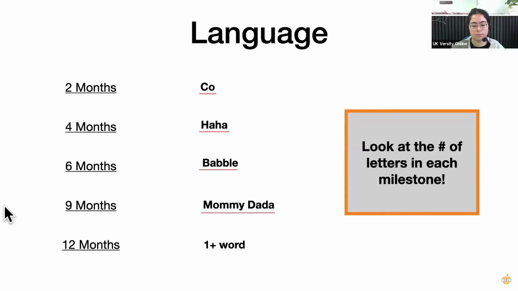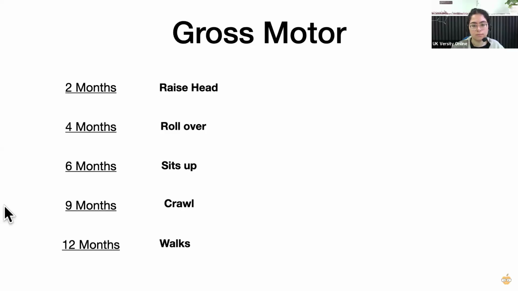Done. Gross motor. At 2 months old, they can raise their head. At 4 months old, they can roll over. At 6 months old, they can sit up. At 9 months old, they can crawl. And at 12 months old, they can walk. Now, the way that we're going to memorize this is with a Dirty Medicine song.